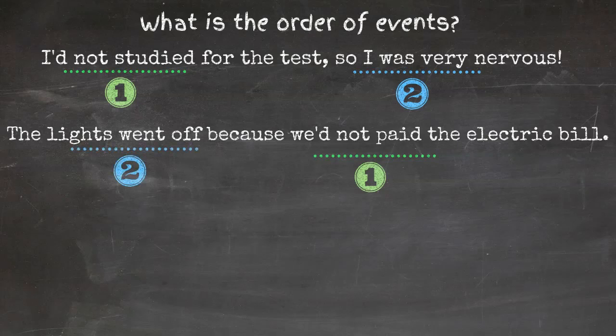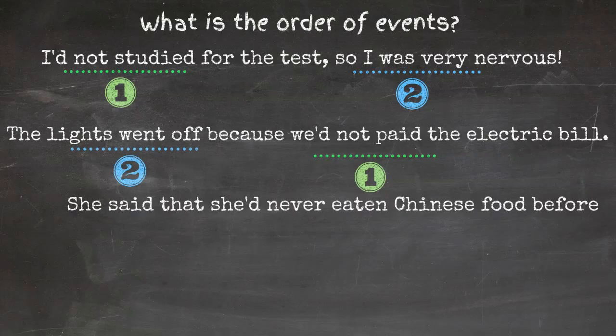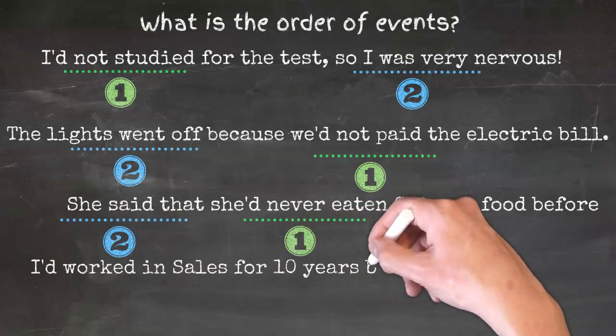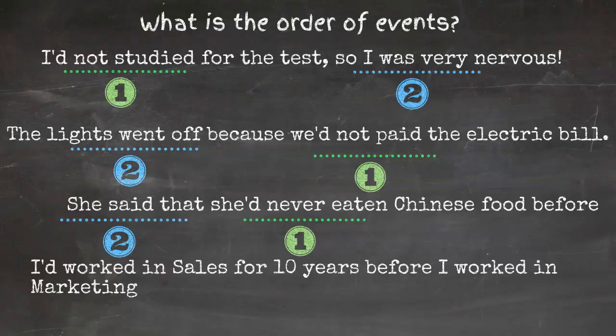Now try one more. She said she'd never eaten Chinese food before. This happened first and this happened second. One more. I'd worked in sales for 10 years before I worked in marketing. This happened first and this happened second.